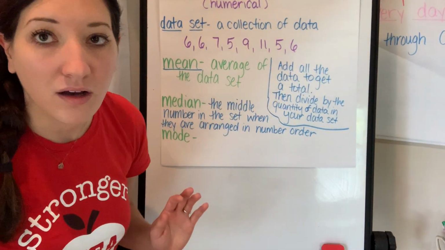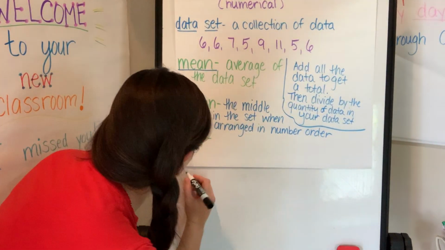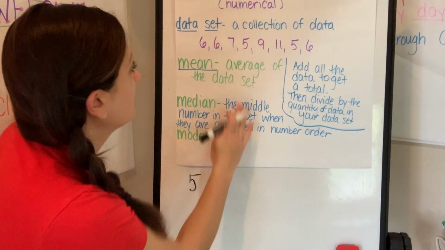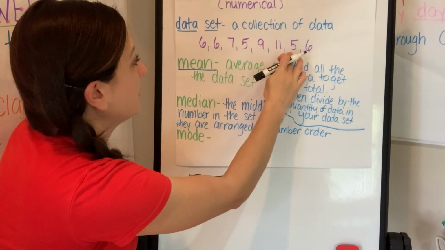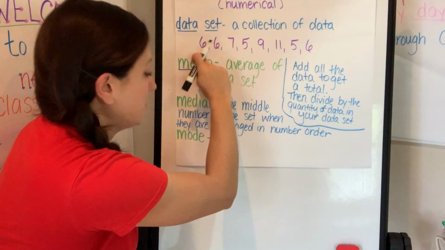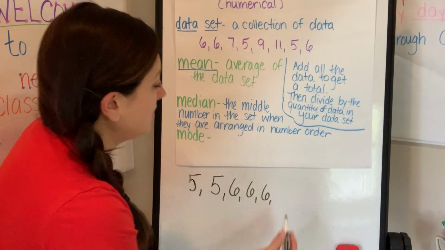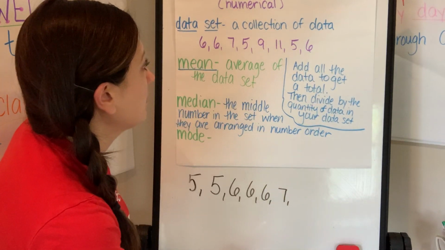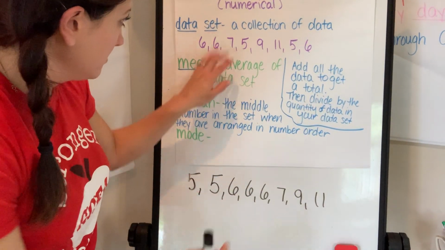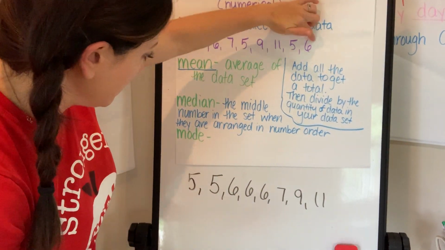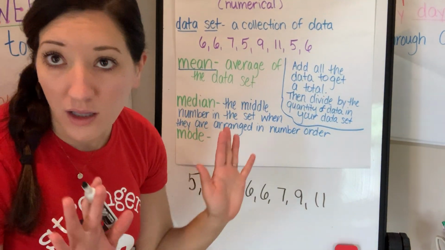So it looks to me like our smallest number is 5. So let's kind of squish it down here. 5, and then I have another 5. So those are gone. 5, 5. Then I have 3 6s. 1, 2, 3. So let's copy those down. Then a 7. Then 9. And then 11. Did I get them all? 5, 5, 6, 6, 6, 7, 9, 11. Okay, I got them all. So now they're in number order, chronological order.